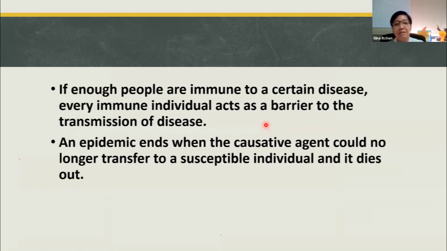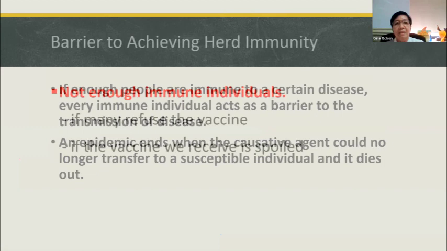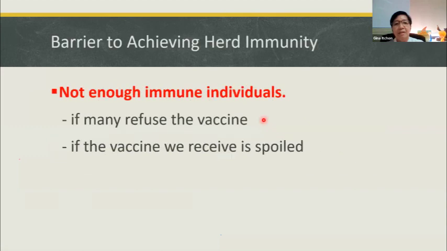If enough people are immune to a certain disease, every immune individual acts as a barrier to the transmission of disease. An epidemic or a pandemic ends when the causative agent can no longer transfer to a susceptible individual, and it dies out. The only barrier to achieving herd immunity is when there are not enough immune individuals. If, for example, many refuse the vaccine, or heaven forbid, the vaccine we receive is spoiled. So we do not want that.